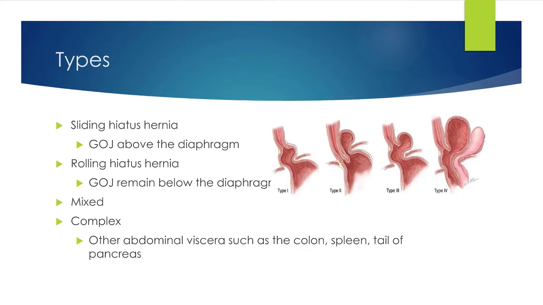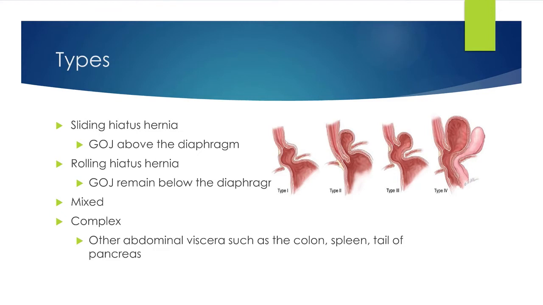The second one is called the rolling hiatus hernia, and it is very important to diagnose because it is the one that can lead to an acute complication in the form of gastric volvulus. In this situation, you will find the gastroesophageal junction is still below the level of the diaphragm, but part of the fundus of the stomach has herniated alongside the esophagus into the posterior mediastinum. Again, the size and the symptoms are very variable, depending on the extent of herniation or the size of the stomach that is in the chest.